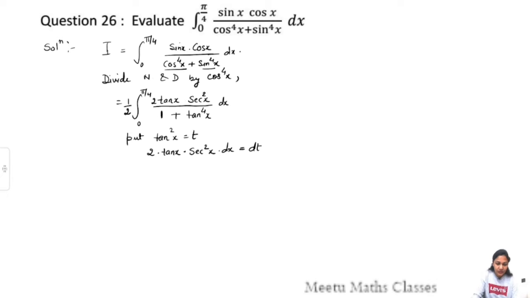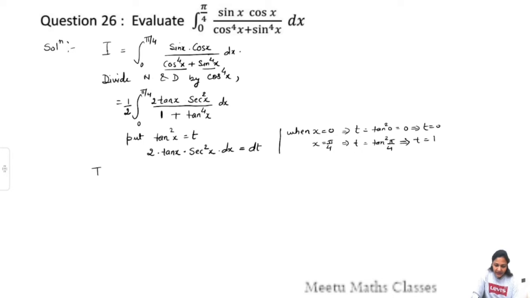Now we are also going to change our limits. So when x is equal to 0, your t will be tan square 0, and tan 0 is 0, your t will be 0. Okay. And when x is equal to pi by 4, your t will be tan square pi by 4, and tan pi by 4 is 1, so t will be 1 square, that is 1.